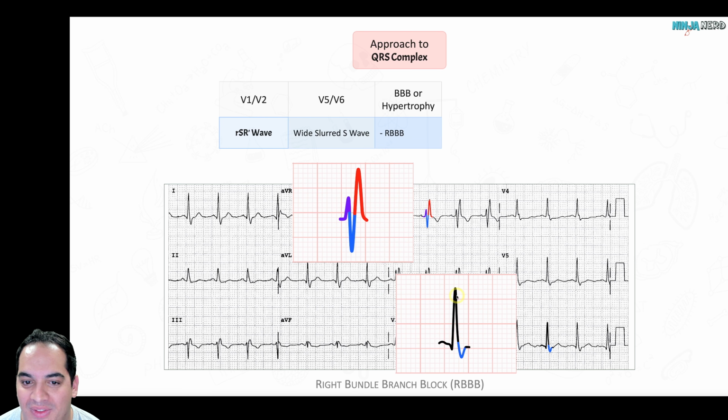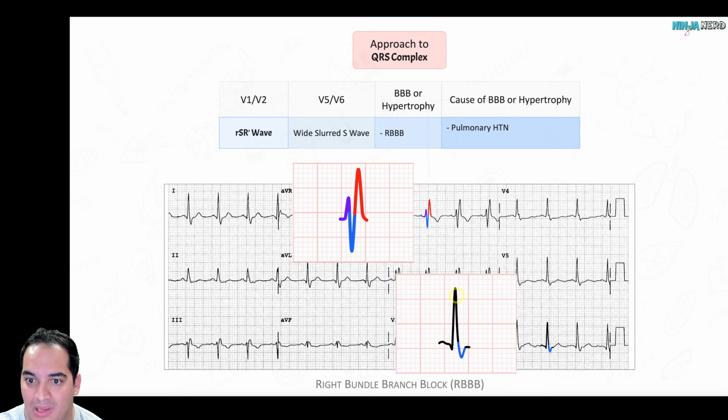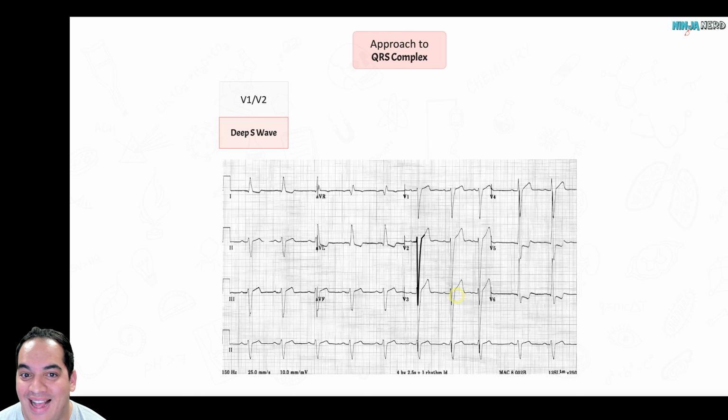So the combination of these two, right bundle branch block, baby. What would cause that? Something that's going to stretch out the right ventricle or thicken the right ventricle or infarct parts of the right bundle branch. Pulmonary hypertension will cause right ventricular hypertrophy, maybe even right ventricular dilation. And myocardial infarction, like a right ventricular MI, could also cause fibrosis of the right bundle branch. All right. So that's blocks.